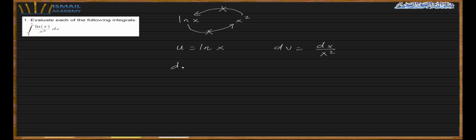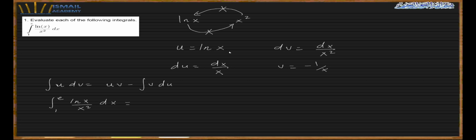So here du will be dx over x and v will be minus 1 over x. So now I have my tools. Now I know that the integral of u dv is uv minus the integral of v du. So this is the idea I'm going to use. So from 1 to e, ln of x over x will be my uv, so it's going to be minus ln of x over x, minus the integral of v du.